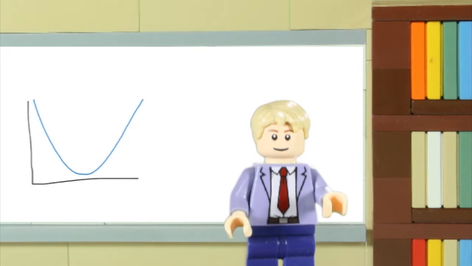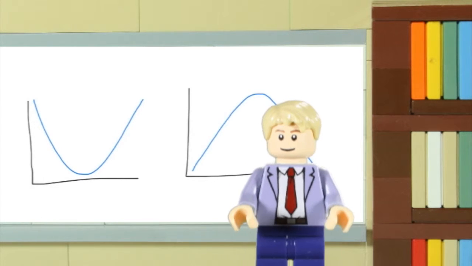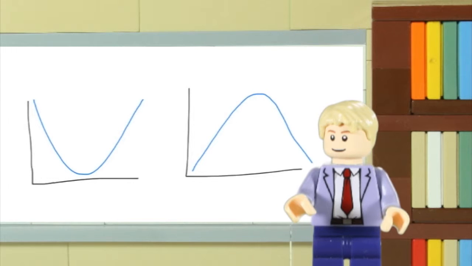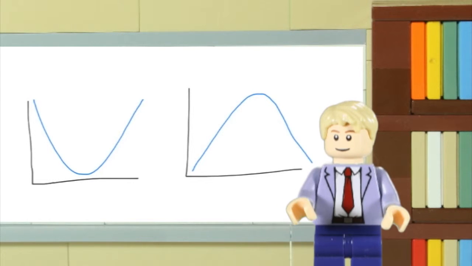Consider a function that has this generic shape. It suggests that as the independent value increases, the dependent value decreases, bottoms out, and then increases again. What about this graph? It suggests that as the independent values increase, the dependent values increase, peak, and then decrease again.